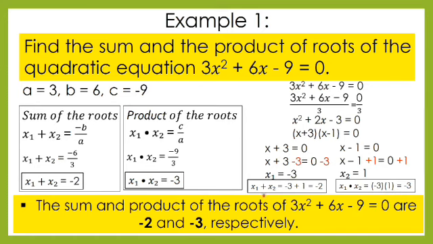As you can see, the sum we get here, negative 2, is equal to the sum of the roots here, which is negative 2. And the product of the roots here is negative 3, while the product here is negative 3. So, our answer, sum of the roots is negative 2, while the product of the roots is negative 3. Let's have example 2.